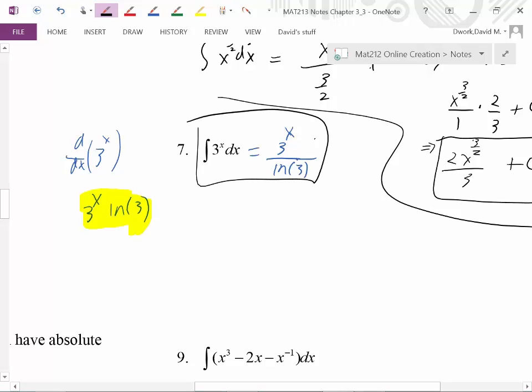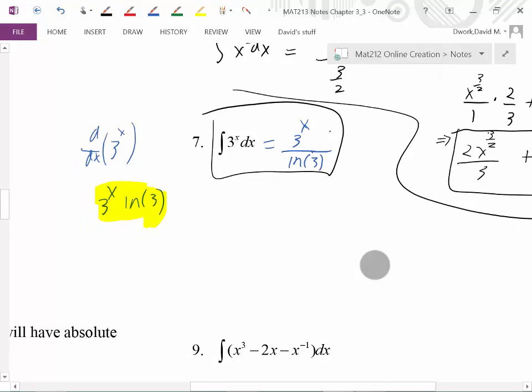What is our rule for integration? It's the exact same rule for derivatives, except backwards. So the integration of an exponential function is the exponential function divided by the natural log of its base.